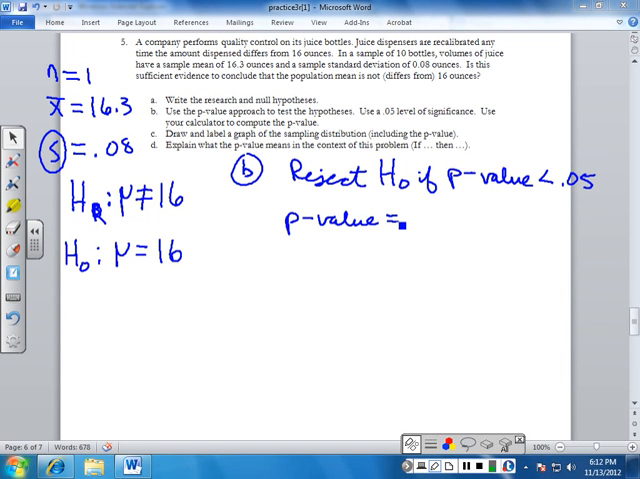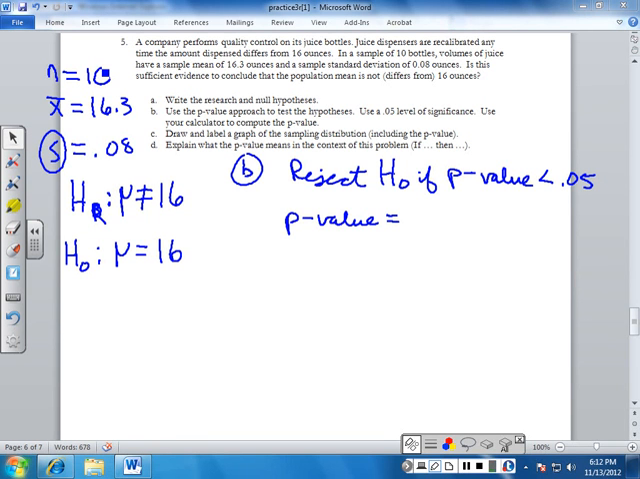Hopefully I was saying that should have been 10 up there. It didn't come out when I think I tried to write it, but maybe not. So you're inputting statistics. Mu 0 is 16. X bar is 16.3. S is 0.08. Sample size 10. Not equal to, and calculate.